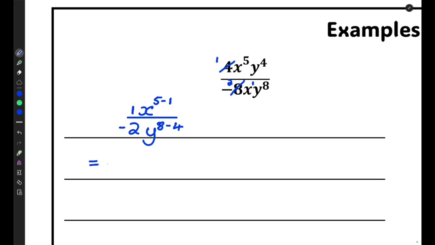Now, guys, don't get worried about this minus. It can be anywhere in the sum, the top or the bottom or in front. It does not matter. It just looks better if you write it in front. And the 1, I do not need to write.